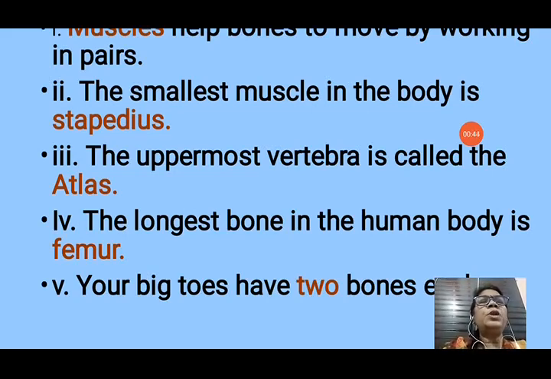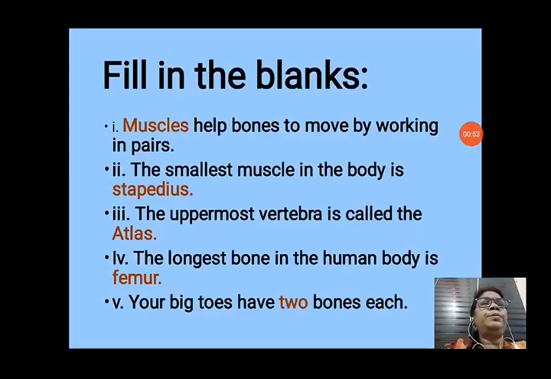Fifth question: your big toes have dash bones each. We have 2 bones each in our big toes. Other toes have 3 bones each. So it is over. You fill in the blanks.